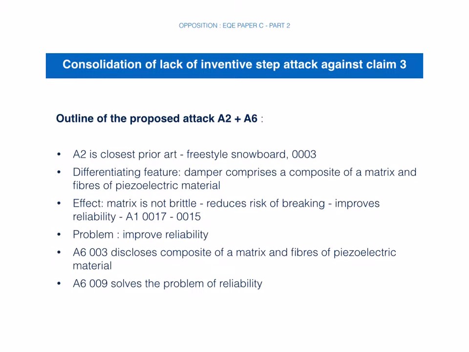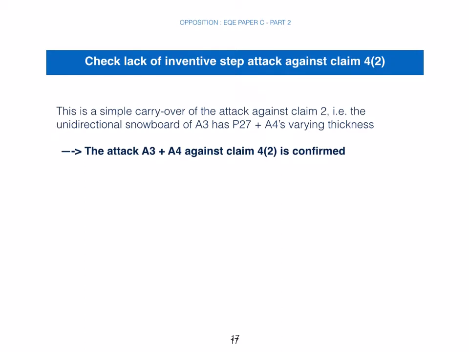Next, we check on the attack against claim 4 when it depends upon claim 2. Here the P27 material was already disclosed in the closest prior art A3, so this is a simple carryover of the attack against claim 2. In other words, the unidirectional snowboard of A3 has P27 plus A4's varying thickness. The attack A3 plus A4 against claim 4 when it depends upon 2 is therefore confirmed, and as this attack is simple, the available credit will be low.